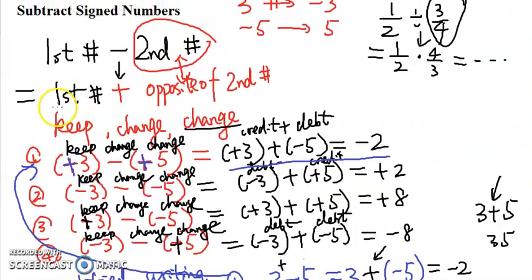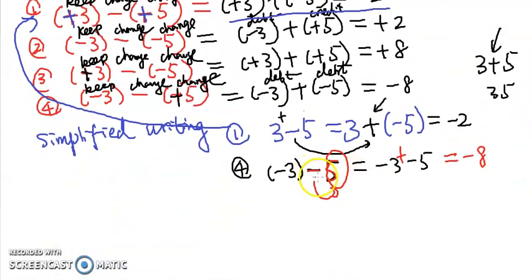So I'm again applying this rule right here. Subtract the second number means add the opposite of the second number. So you can use the rule: change subtract to addition, and take the opposite of 5, which is negative 5. So you pretty much just simply insert the plus sign in front of it.